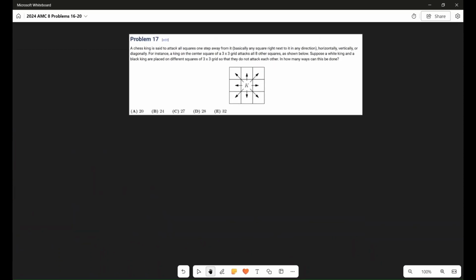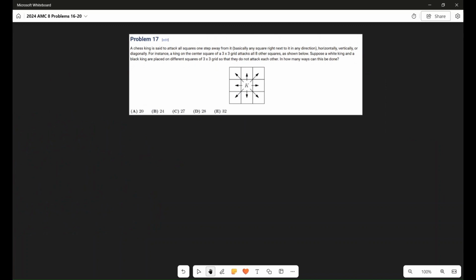All right. A chess king is said to attack all squares one step away from it. Basically, any square right next to it in any direction, horizontally, vertically, or diagonally. For instance, a king on the center square of a 3x3 grid attacks all 8 other squares, as shown. Suppose a white king and a black king are placed on different squares of a 3x3 grid so that they do not attack each other. In how many ways can this be done?